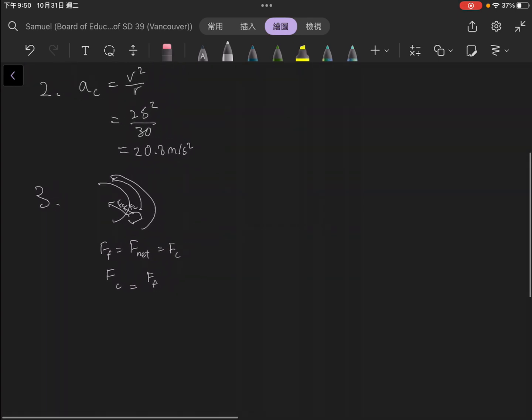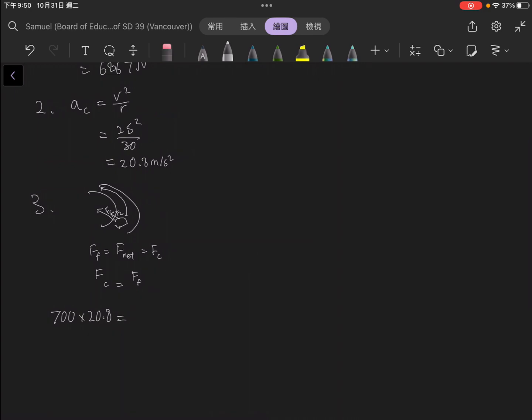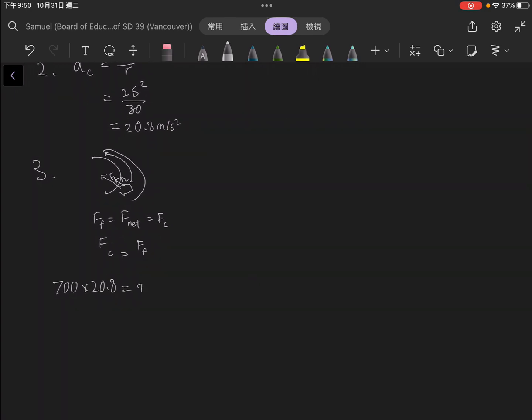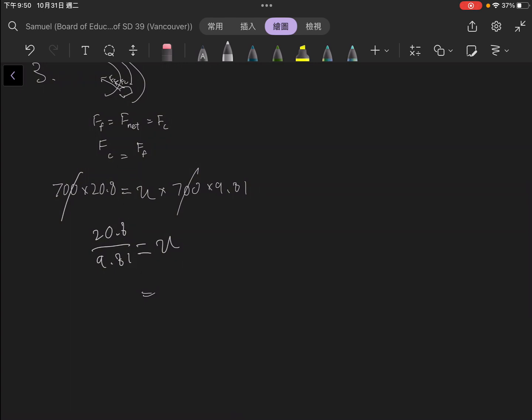Yep. Now we can just substitute these with different equations to figure out the actual answer. So what we can do is change the centripetal force into mass times acceleration, since this is the net force. So we can just use the mass of the car times 20.8. This will be the net force, which is also the centripetal force. And for the right side, we'll use the friction force, which is mu, the static friction coefficient, times the mass times 9.81. So as you can see, some numbers cancel out. 700 cancels out, and then we'll just get mu equals 20.8 divided by 9.81. So the static friction coefficient of this question will be 2.12.